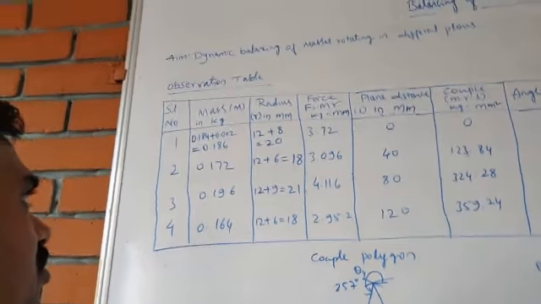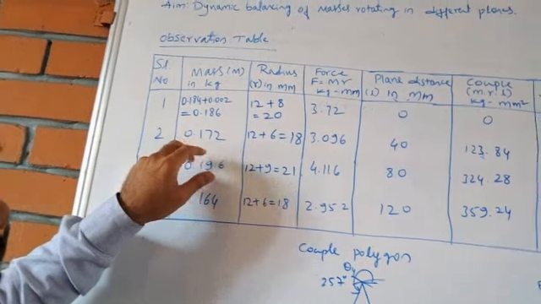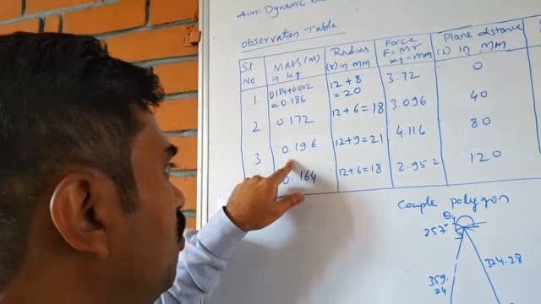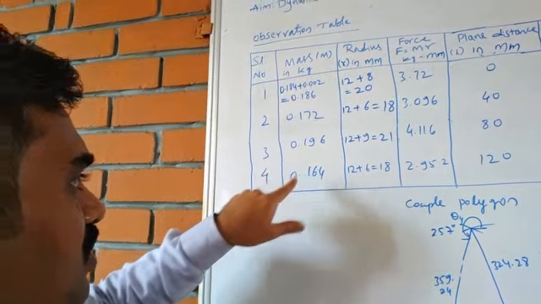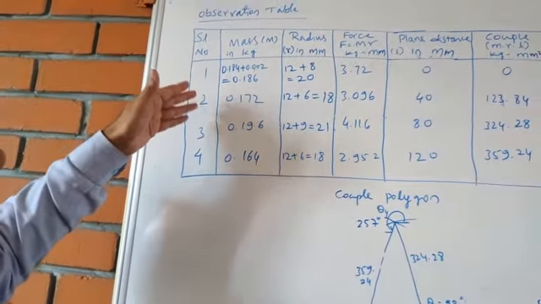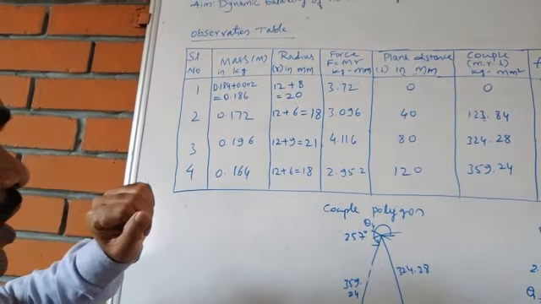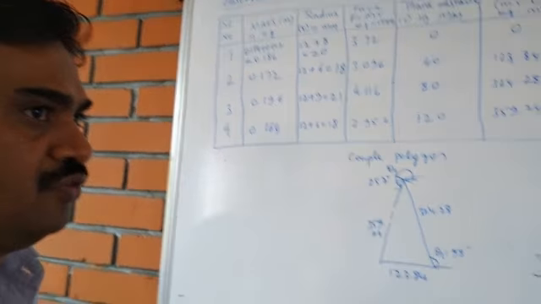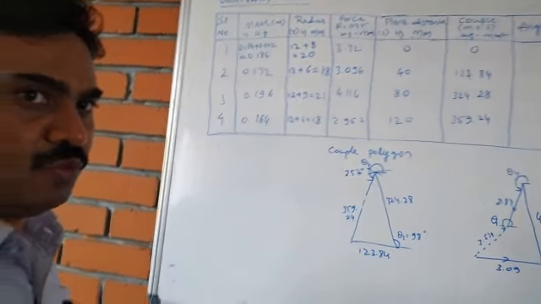Similarly, we have a mass of 0.170 plus 0.002, which becomes 0.172 kg. Similarly, a mass of 0.194 plus 0.002, which becomes 0.196 kg. Similarly, we have 0.164 kg. These masses we have arranged in order on the shaft, and we need to find the CG, that is, the distance of the CG from the center of rotation. That we'll discuss now.